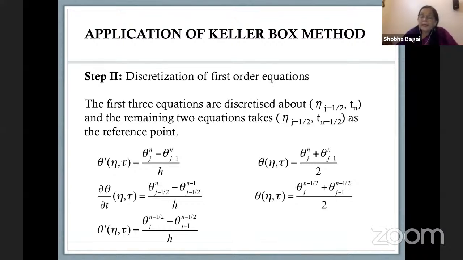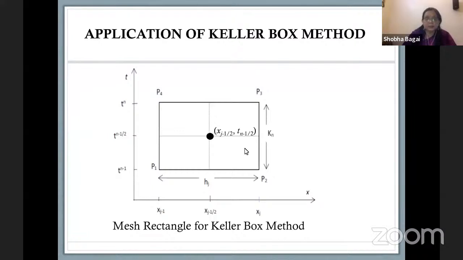And you apply the central differencing wherever you are getting the derivative. And if the function does not contain a derivative, you average it out, right? Averaging can happen at different points, because it may be on the mesh, or in the mesh, or on the boundary surfaces. And this, if you recall, was the mesh rectangle that we had taken for the Keller box method.